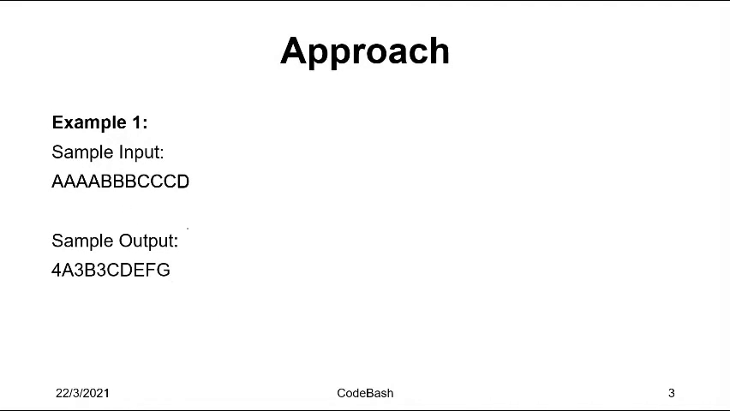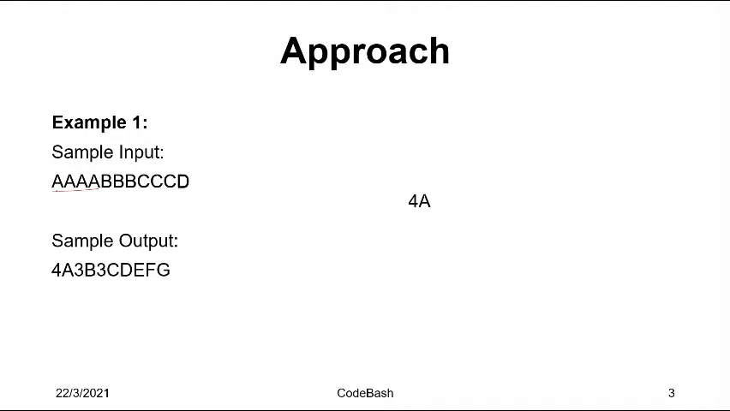So this was our sample that we were given. Here we can see that we have four A's and then three B's, then three C's, and then our lone wolf D over here who could not find any friends. So we have to replace this with 4A and replace these three B's. So basically this is our output string that we want.